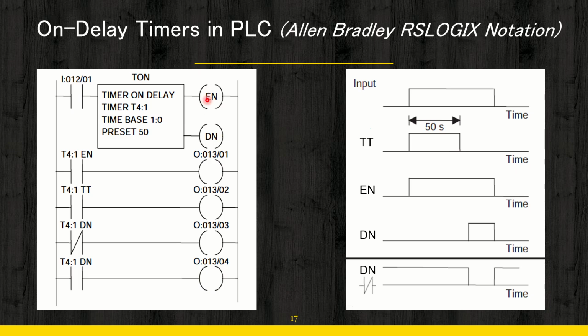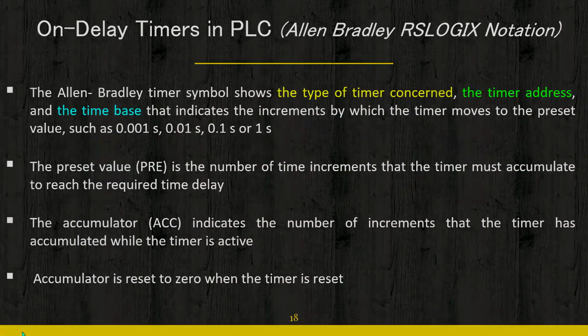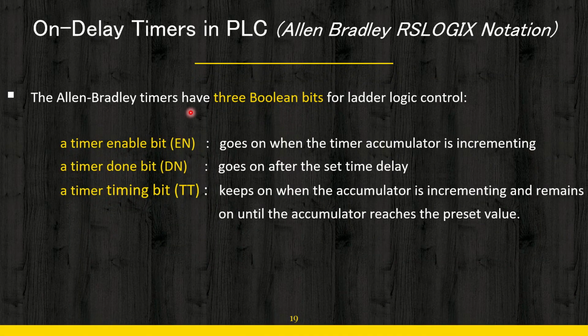Now you can see here that all these coils have their respective contacts in the following rungs where the timer is present. Here is the timer block and here are the following rungs where we have put the contact of the enable coil and the DN coil. I have clearly written that Allen-Bradley has 3 boolean bits for ladder logic control. One is the timer enable bit, EN. This goes on when the timer accumulator is incrementing.